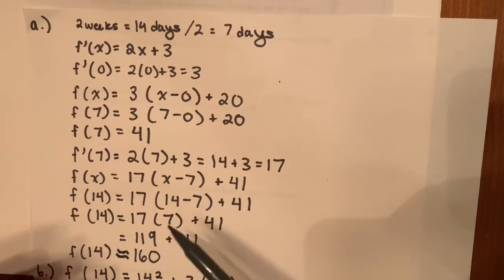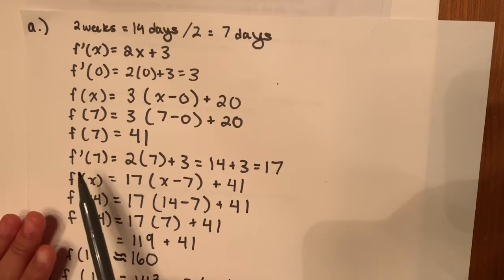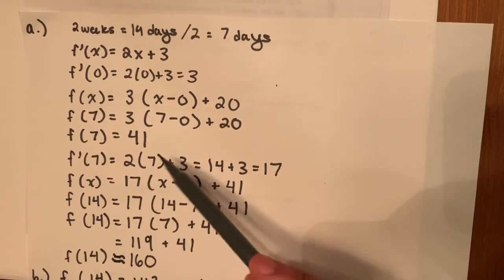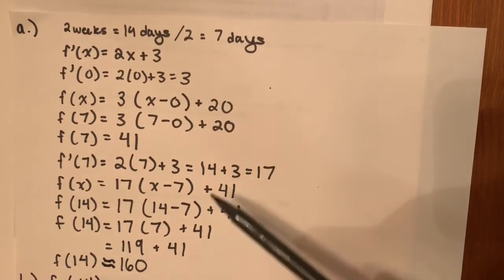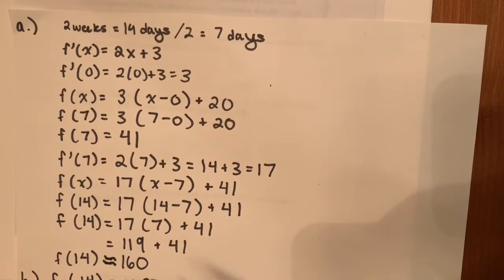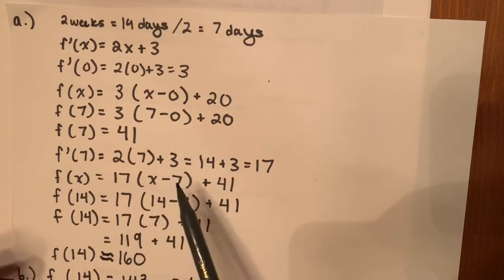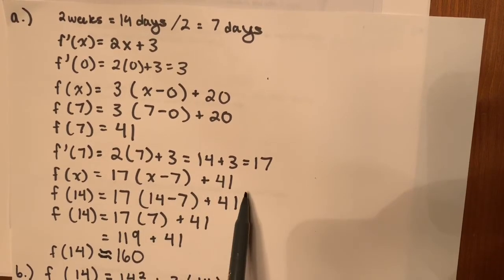Now we're going to repeat that process because our first step is done. Now we have to do the second step. So the derivative at 7 is 2 times 7 plus 3, again just plugging it into our first equation for the derivative, which is 14 plus 3, which is 17. So now we have our equation in point slope form, our second tangent line. So it's 17 times x minus 7 plus 41.